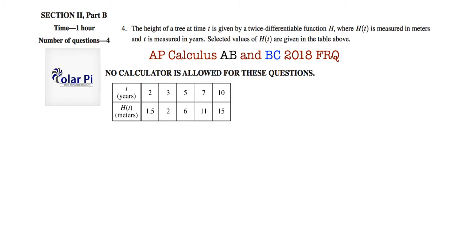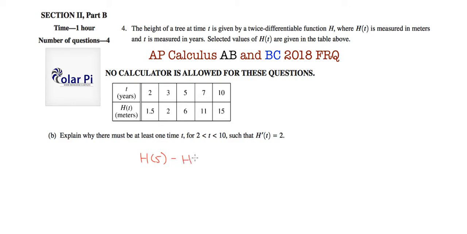What does part B say? It says, explain why there must be at least one time t from year 2 to year 10 so that h prime of t is equal to 2. If you look carefully at the table, you will see that h of 5 minus h of 3 divided by 5 minus 3 is equal to, h of 5 is 6 and h of 3 is 2, so it's 6 minus 2 divided by 2. So that's 4 divided by 2, or equal to 2.